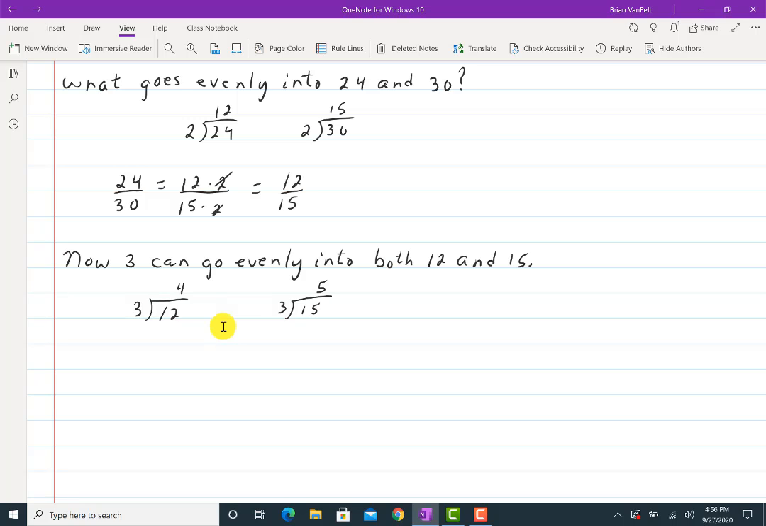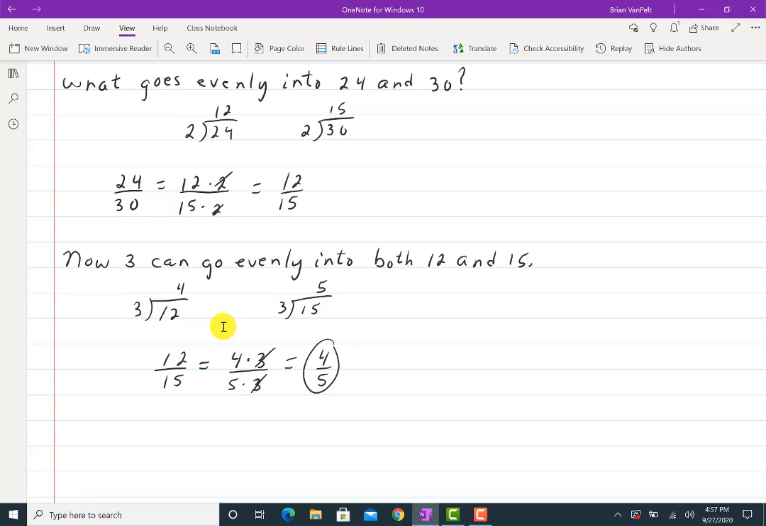So I could take the 12 over 15, and I can write it as 4 times 3 for the 12, and 5 times 3 for the 15. And then I can cancel the 3's, and I'm left with 4 over 5. Now I know that's done, because I know no number goes into both 4 and 5 at the same time except for 1. So this is considered to be in lowest terms. When you can no longer divide out common factors, it is in lowest terms.